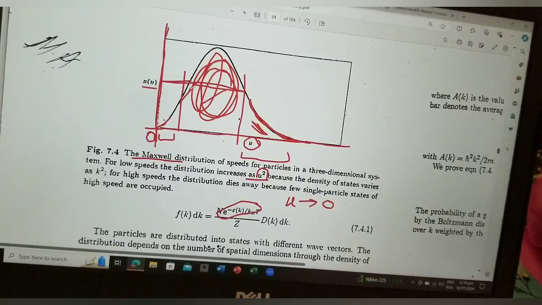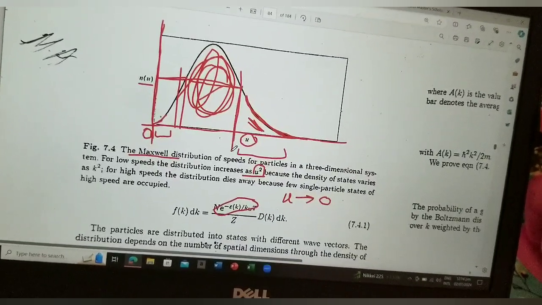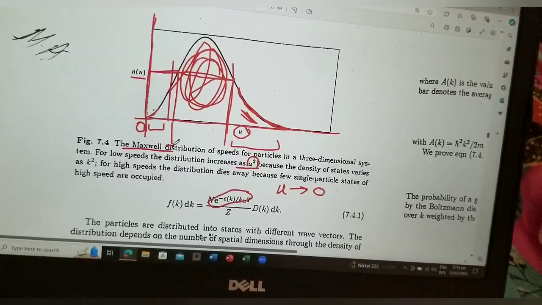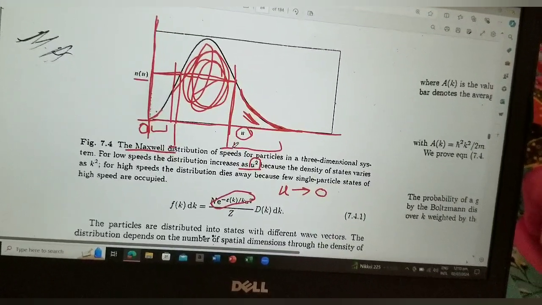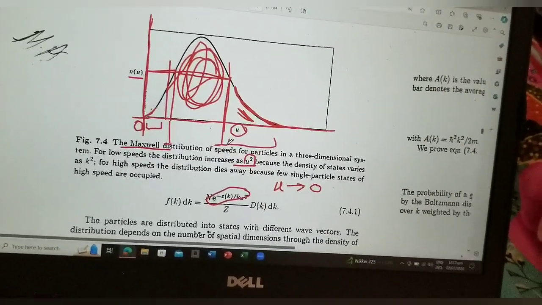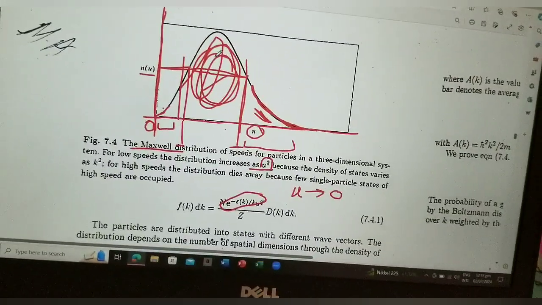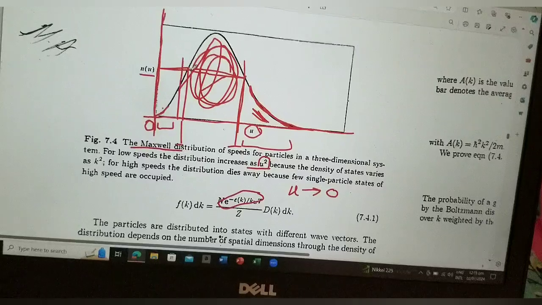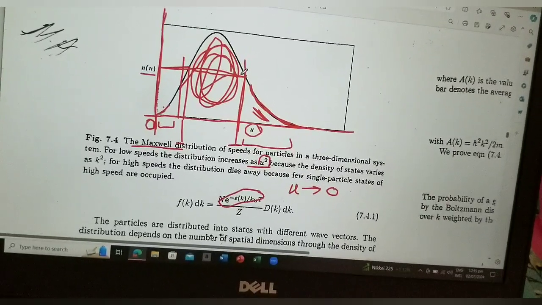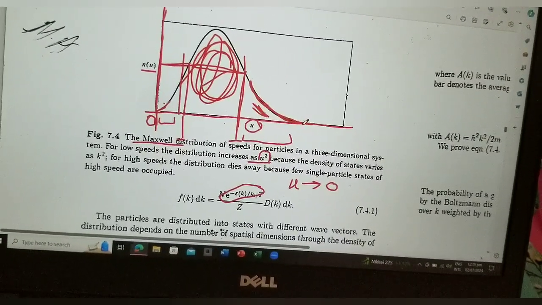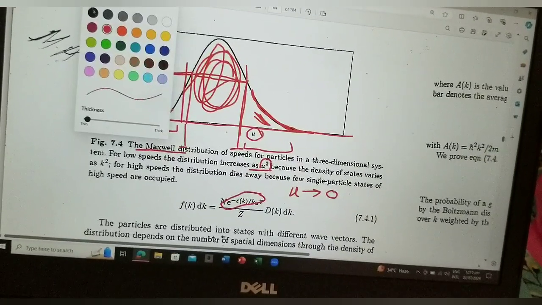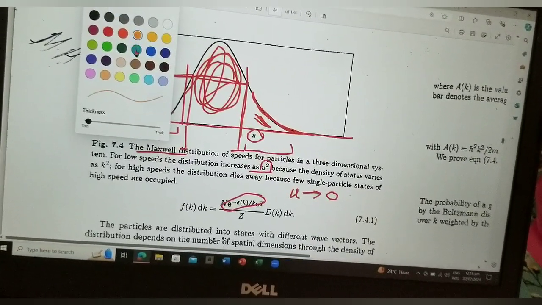From this point to this point, let's say this is u1 velocity and this is u2 velocity. In the interval between u1 and u2 we have the most particles, as the value of n of u in this range is higher, while it gets lower for the rest of the graph. I hope you understand what I'm saying here.